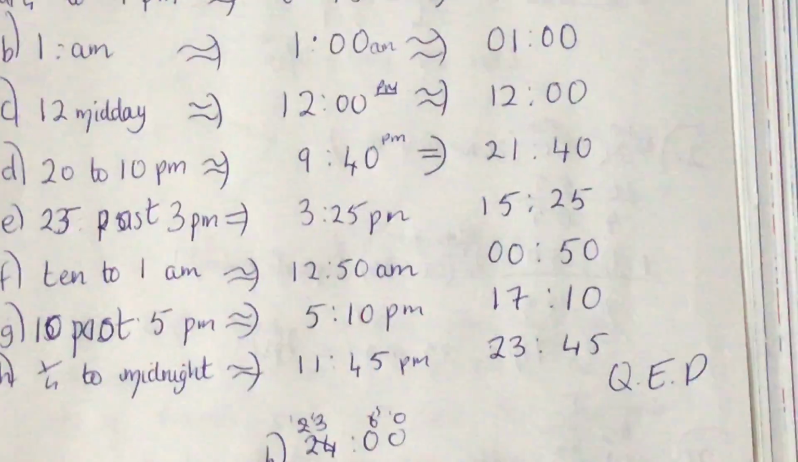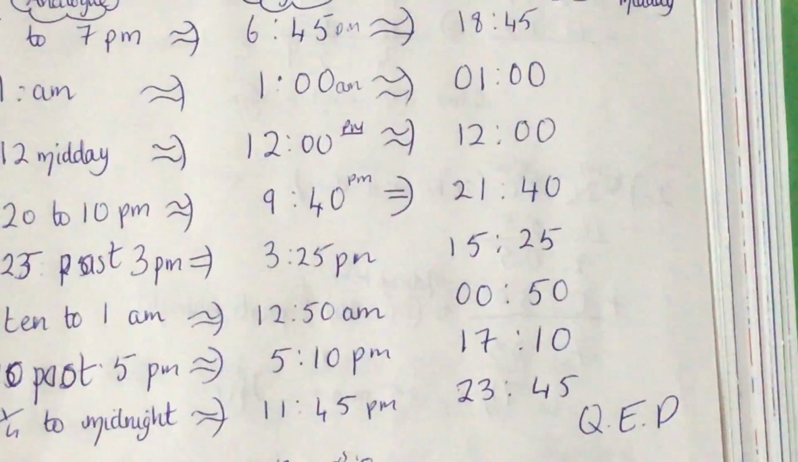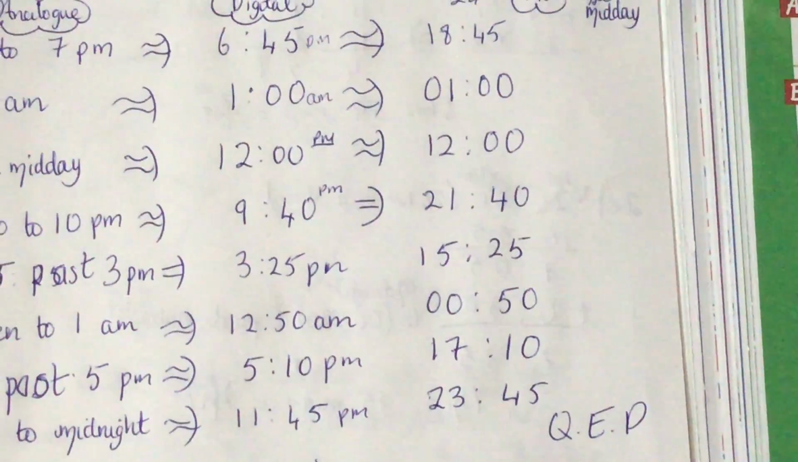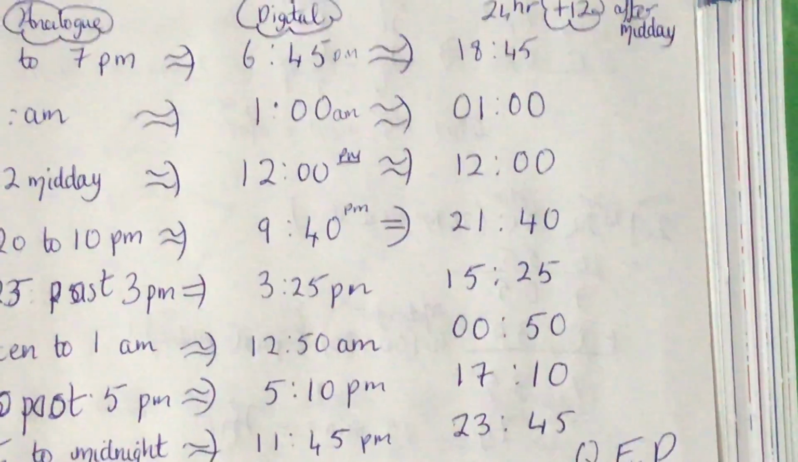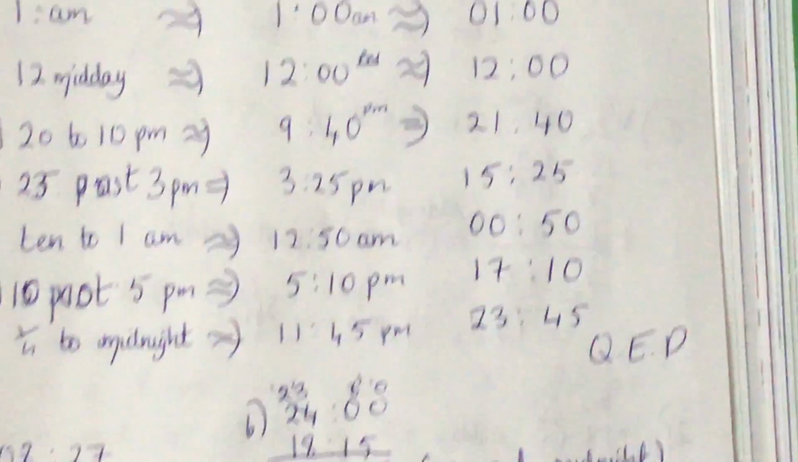10 to 1 AM, that's 12:50 AM. But if you're doing the 24-hour clock, midnight is 0000 hours. So then we have 00:50. So it's 50 minutes past midnight, which is 10 to 1 in the morning.